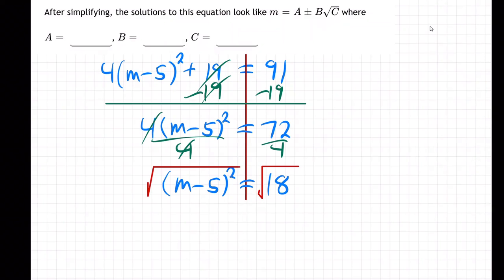But don't forget, when you put a roof on the house, you got to go up and down the ladder. So that's really important. You got to remember that plus or minus. When you put the roof over both sides, you got to go plus or minus up and down the ladder. Okay, and then these cancel, and you get m minus 5 equals plus or minus the square root of 18.